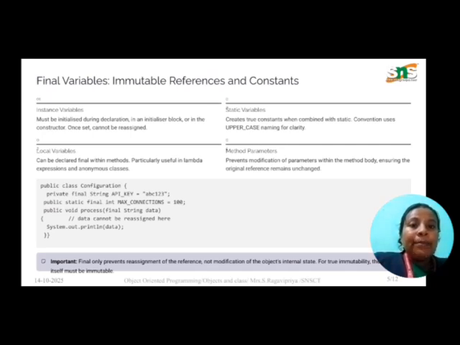This is the sample program consisting of the final keyword. The public class name is Configuration. We have a public final String API key equal to some assigned value, and public static final int MAX_CONNECTION equal to 100. Then public void process with a final String data parameter. Data cannot be reassigned here, so the data is fixed. Then we print the data using System.out.println.